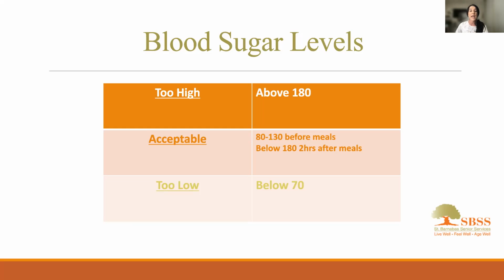So blood sugar at any time above 180 is considered too high. Now, what is acceptable before meals, blood glucose should be between 80 to 130. Again, these numbers can change. Two hours after meals, blood sugar should be less than 180. And what is considered too low is below 70.